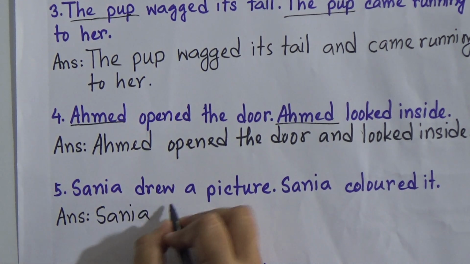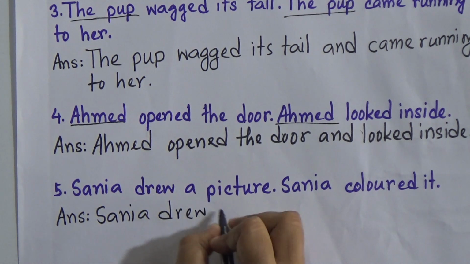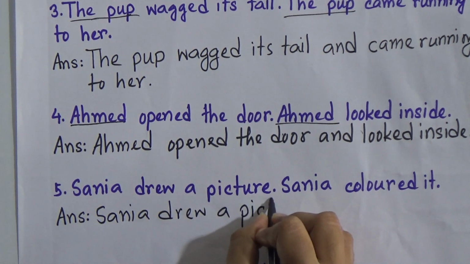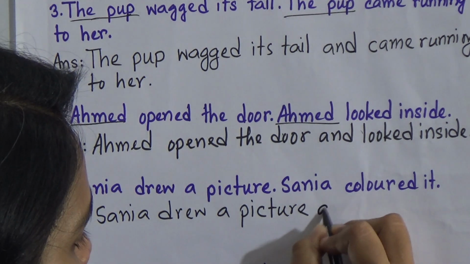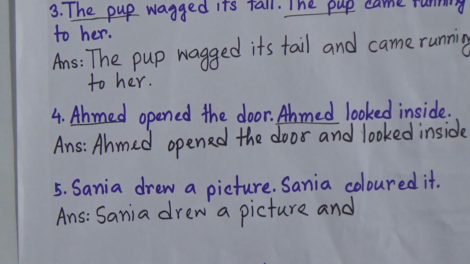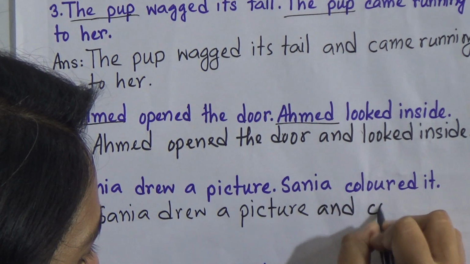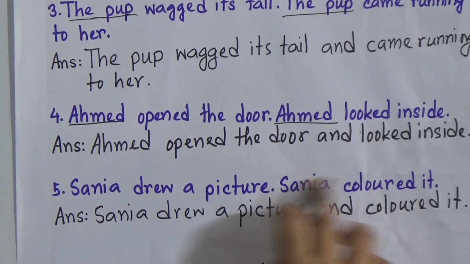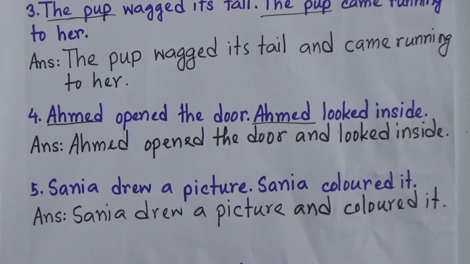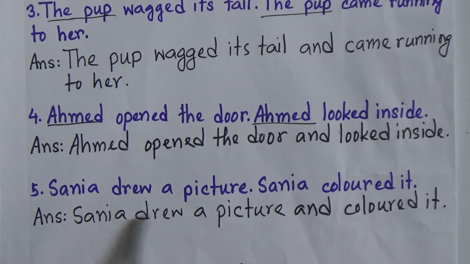Sania drew a picture. And what will we write here now? Yes, my dear students, you are right. We will write here "and", now the rest of the sentence, colored it, and we will not write Sania again in this sentence, because at the beginning of the sentence we have written it. So let's read these sentences again.